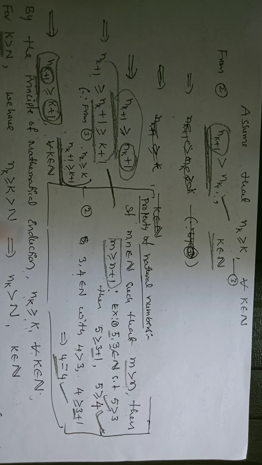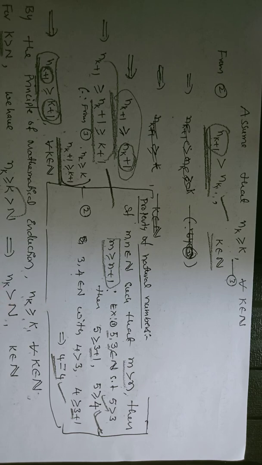Already we have n_k greater than or equal to k, and k is bigger than n. So this implies n_k is greater than n. n_k is also greater than n, where k is any natural number. So n_k greater than n, yes, we have got what we wanted.